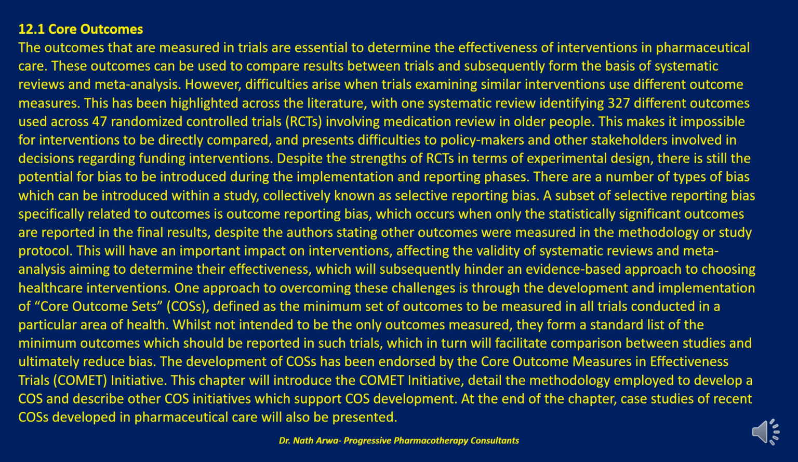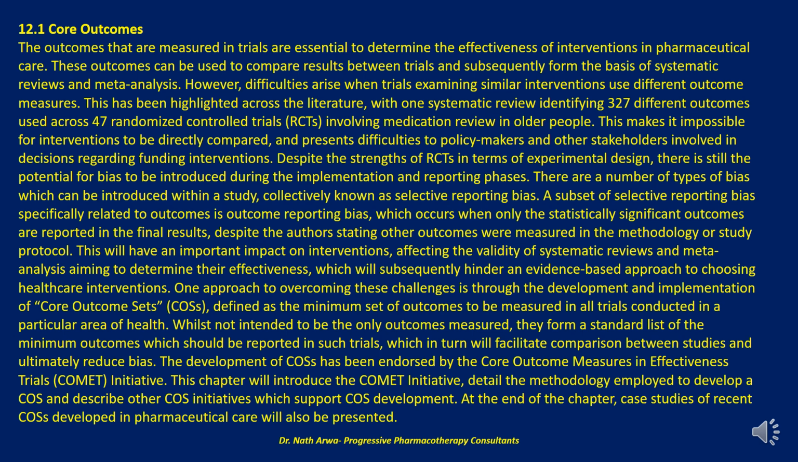This has been highlighted across the literature, with one systematic review identifying 327 different outcomes used across 47 randomized controlled trials, RCTs, involving medication review in older people. This makes it impossible for interventions to be directly compared, and presents difficulties to policymakers and other stakeholders involved in decisions regarding funding interventions. Despite the strengths of RCTs in terms of experimental design, there is still the potential for bias to be introduced during the implementation and reporting phases.